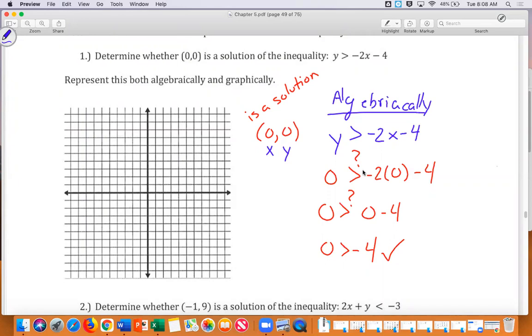Graphically, I like it a little better because I could ask you a ton of different questions from it. So here we would start at negative 4, 1, 2, 3, 4. And then I would go down 2, to the right 1, down 2, to the right 1, down 2, to the right 1. Okay, that's dotted. And we're going to be shading above.